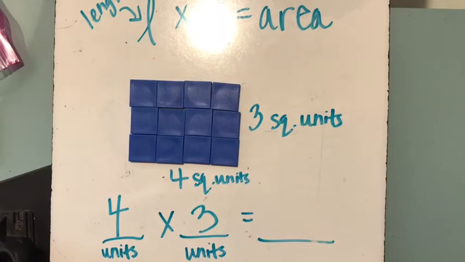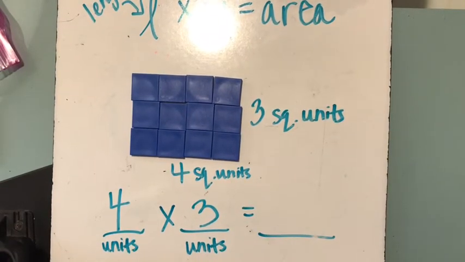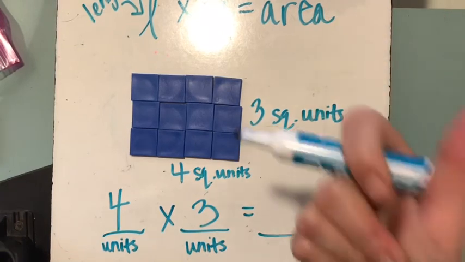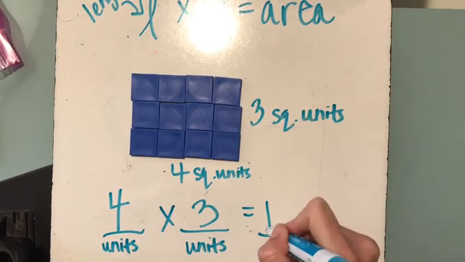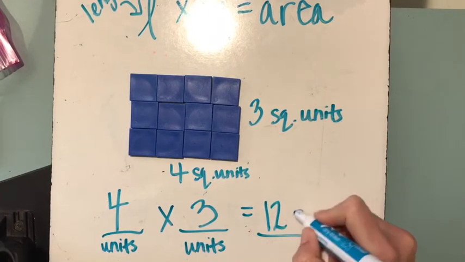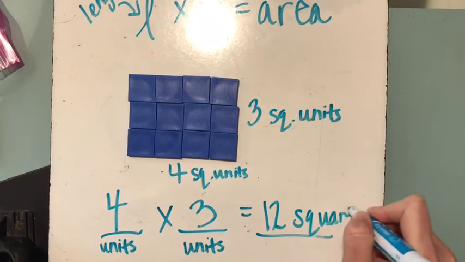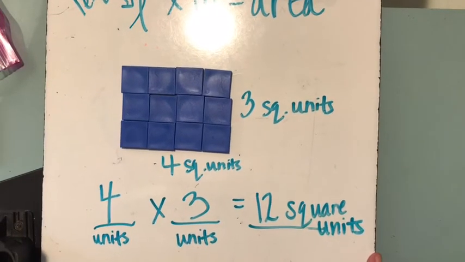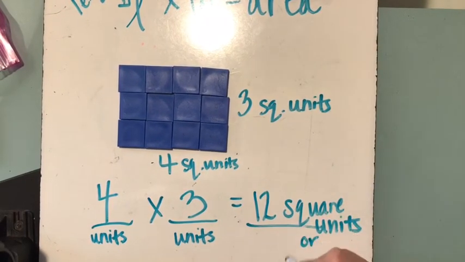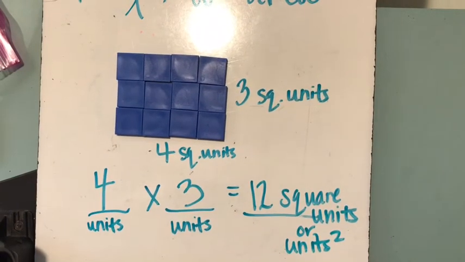So 4 times 3 is, I can use my multiplication chart, I can skip count. I'm going to skip count. 4, 8, 12. So my area is 12 square units. Or you can put units squared. A little fancier, right?